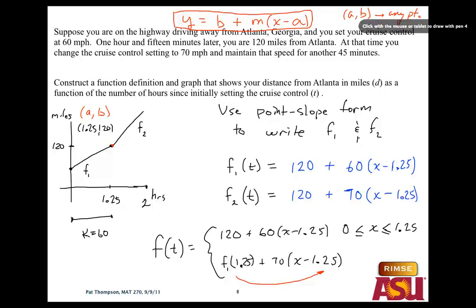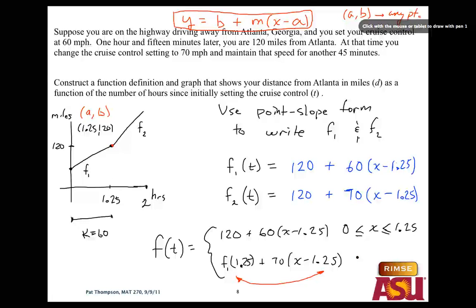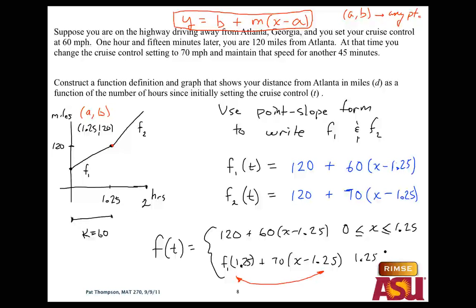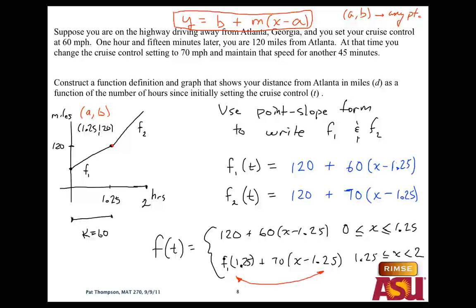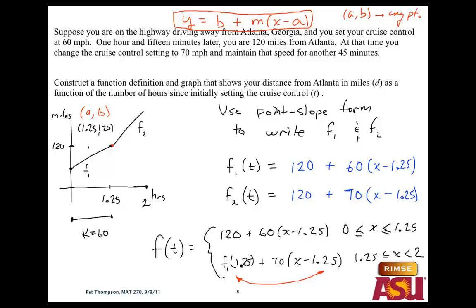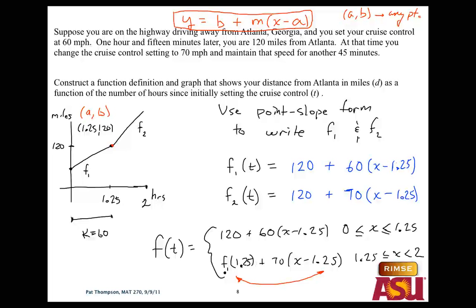You notice we're using function notation here, and this forms an ordered pair: your input value and the output value of the starting point, which you get from the previous function, f1 up here. We want to write the starting y value of a new piece as the ending y value of the previous piece. So you take that x of 1.25 and plug it in there. We know it's 120, but sometimes we won't. So this is a piecewise function that gives us the distance from Atlanta.